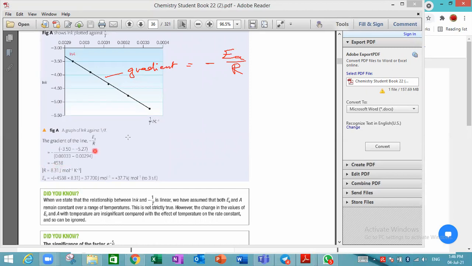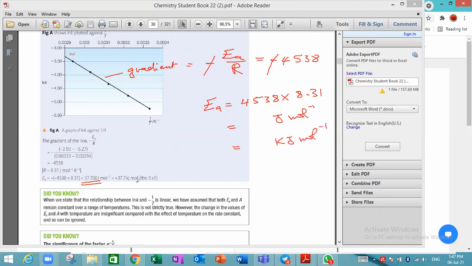This is the gradient, and we said that the gradient equals minus EA over R, so the minus will go with the minus. To find the activation energy, we multiply the gradient we got, 4538, by the gas constant, which is 8.31. So we get the activation energy in joules per mole. And of course, it's a big value, so we change it into kilojoules per mole by dividing by 1,000.